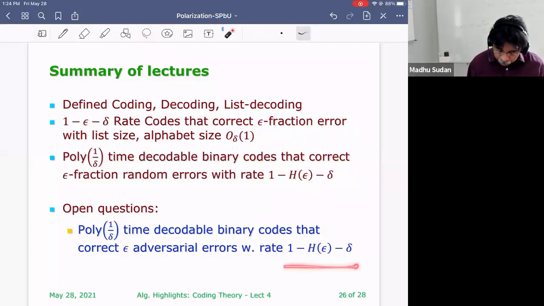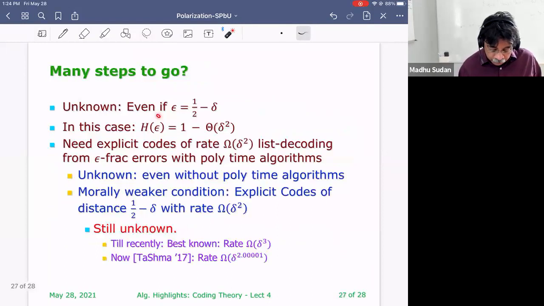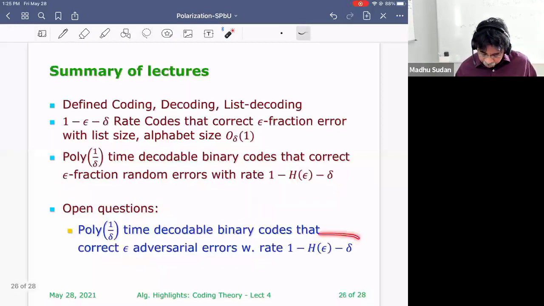If I don't know how to get that close to the rate, then let's try some special values of epsilon. Epsilon equal to almost 0 or almost 1. Entropy of epsilon almost 1 is a natural choice. So entropy of epsilon will be 1 minus something like delta squared if we choose epsilon to be half minus delta. And if you do this, then what we are really asking for is codes whose rate is like omega of delta squared, because of this quantity that we are seeing over here.